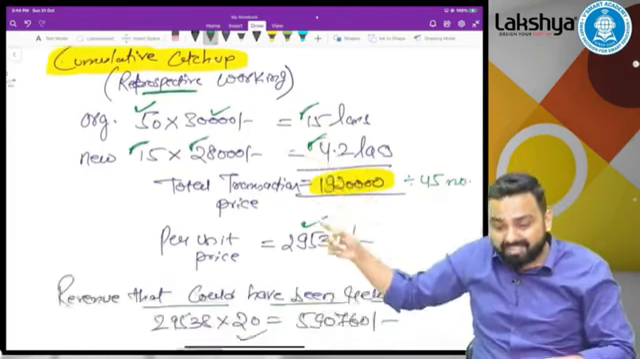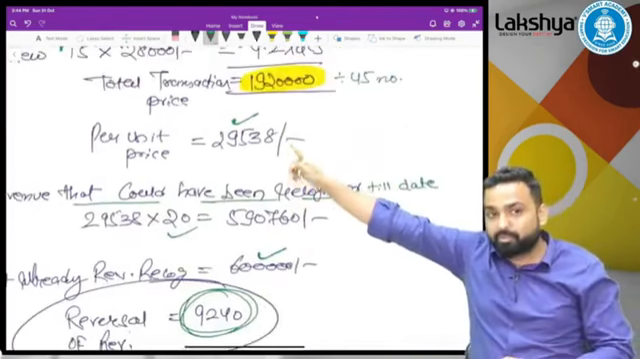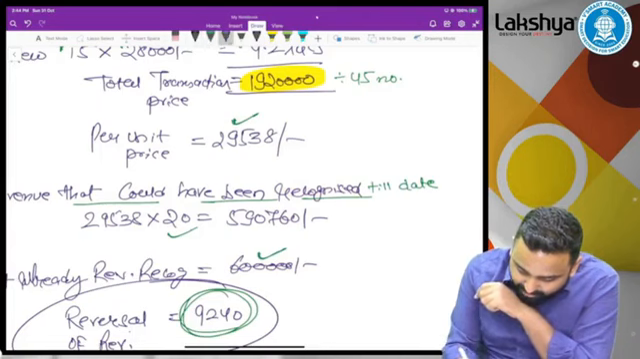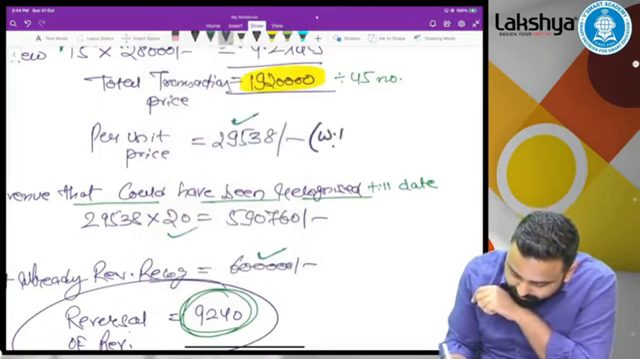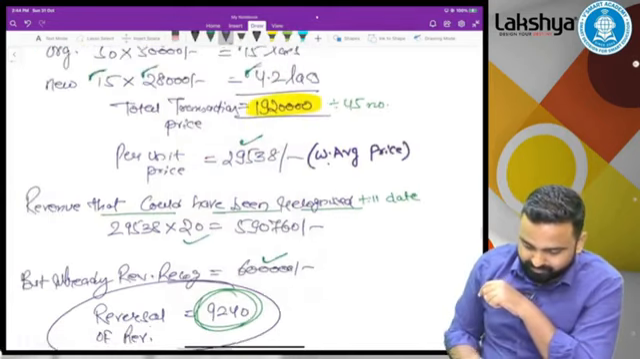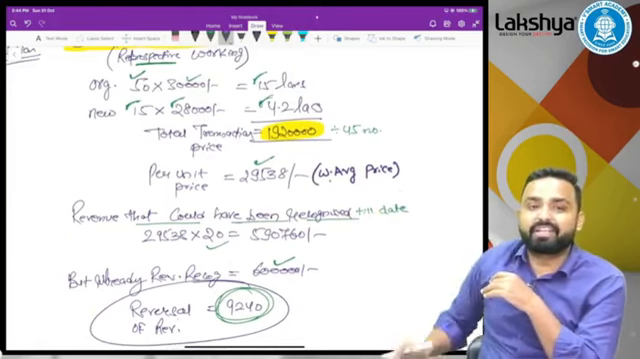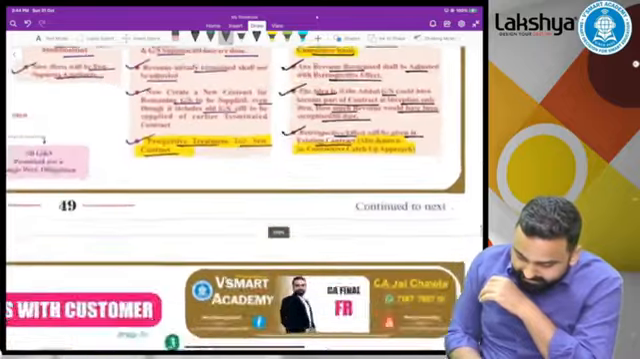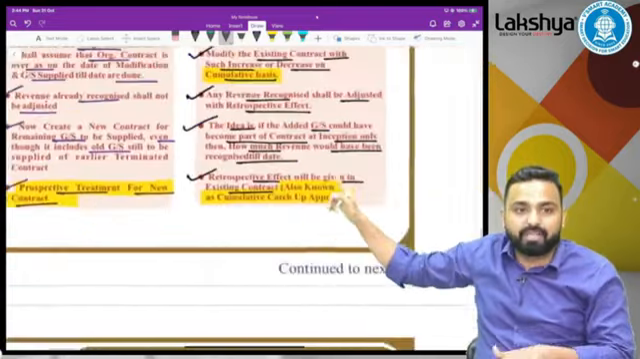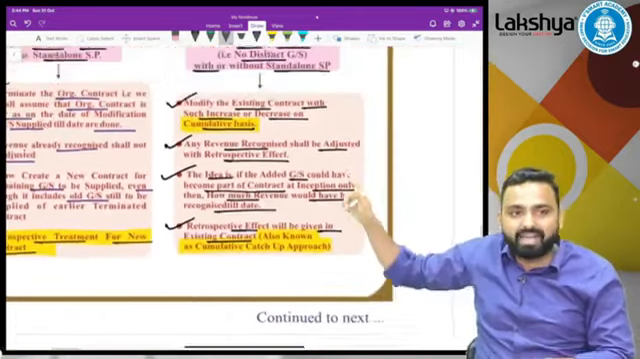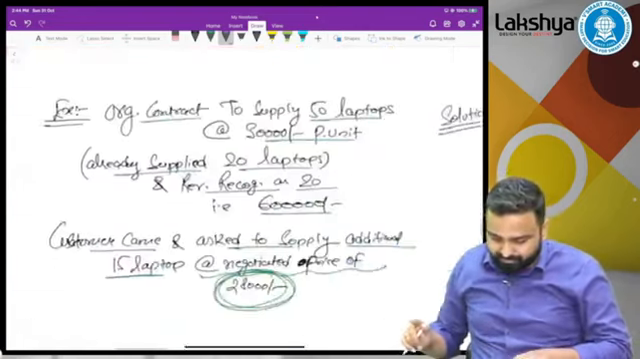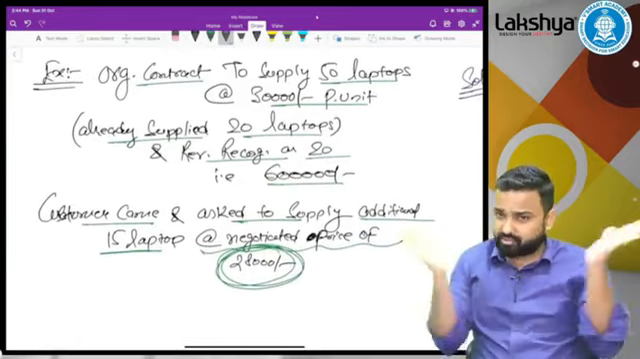Now, when we supply the further laptops, the price per unit at which we need to book the revenue will be 29,538, the weighted average price. This is called retrospective working, the cumulative catch-up approach. So if you compare situation 2 with situation 3, under situation 2 the prospective treatment was given. Under situation 3, the retrospective treatment was given. Why? Because the goods and services added are not distinct. So yes, now the situation is crystal clear.